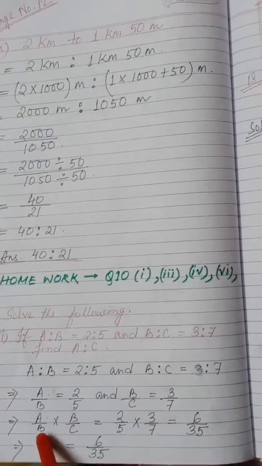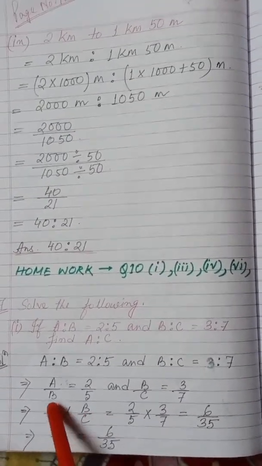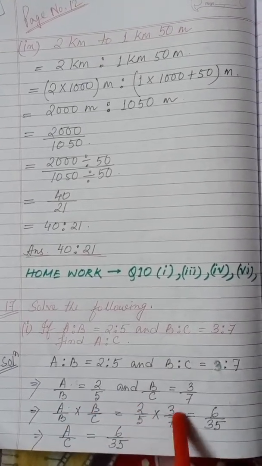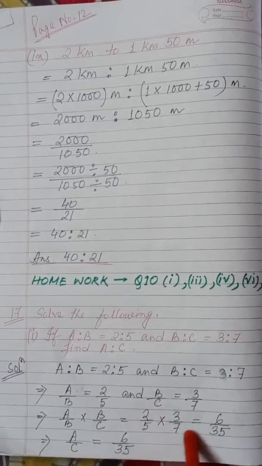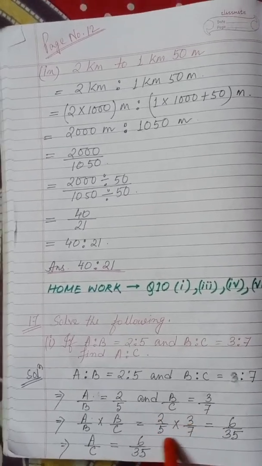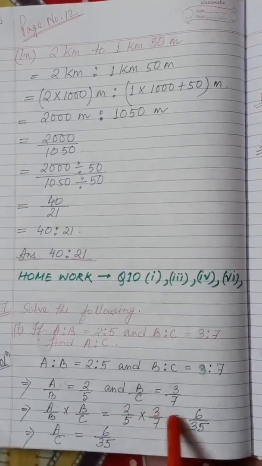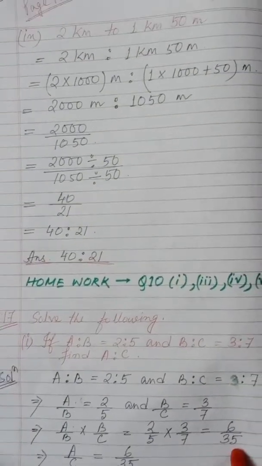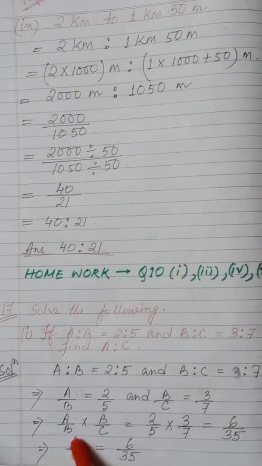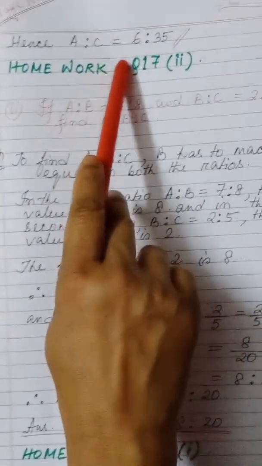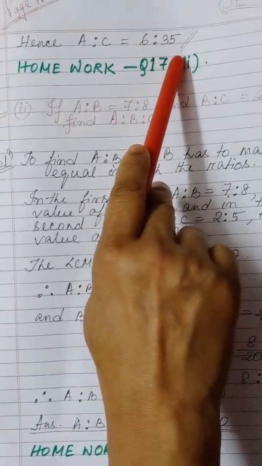Now here you see, if you cancel crosswise, then B gets cancelled. Here in the same way, nothing is to be cancelled. You simply multiply the numerator and denominator. 2 into 3 will give you 6. 5 into 7 will give you 35. Therefore, A by C is equal to 6 by 35. Hence, A is to C is equal to 6 is to 35.